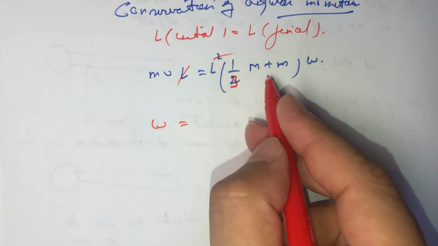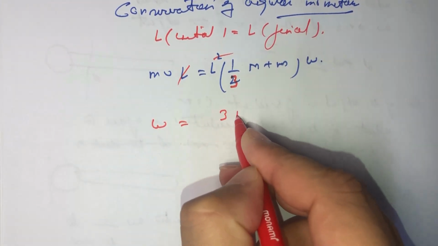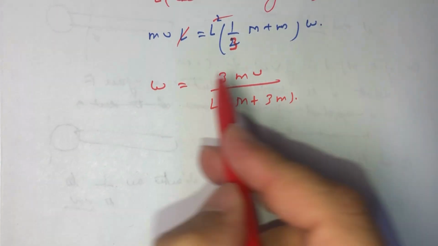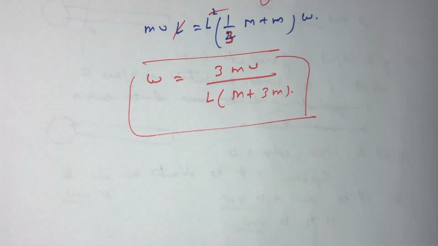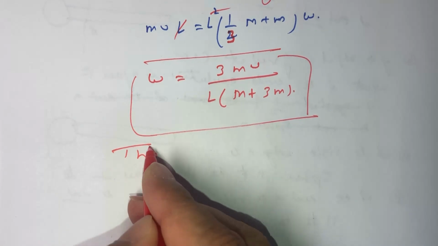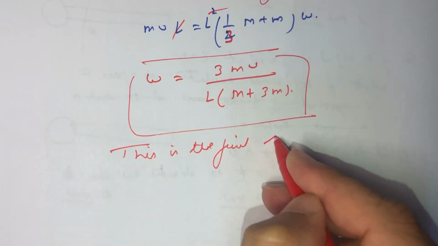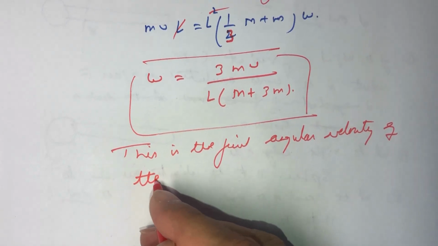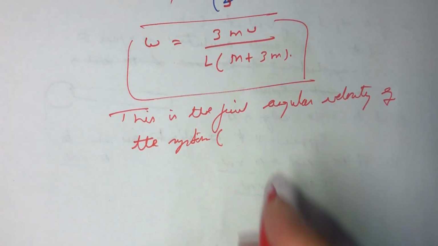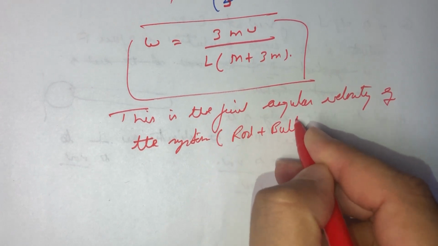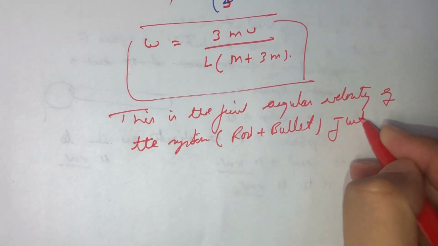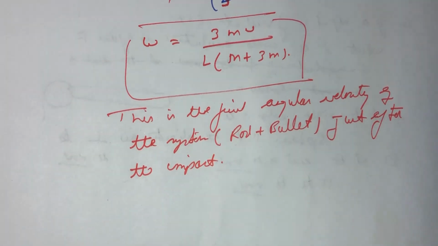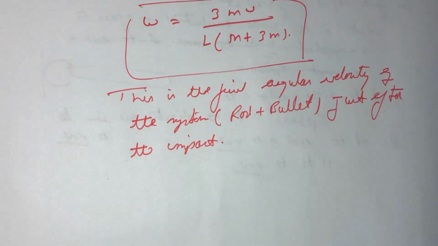So we get this as 3mv divided by L(M plus 3m). So this is the final angular velocity of the system. This is the final angular velocity of the system, and herein the system means rod plus bullet, just after the impact. So this completes the question. Thank you.